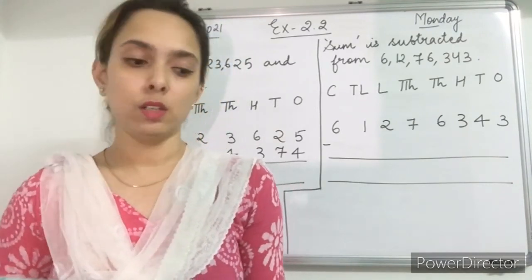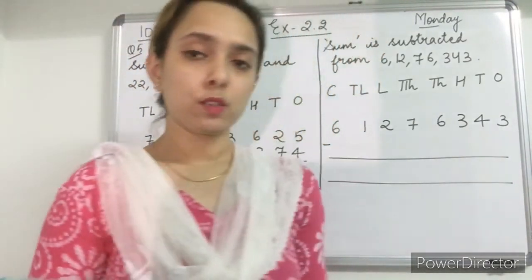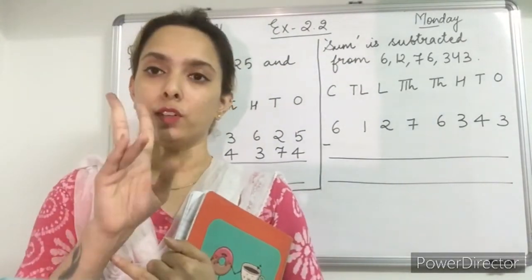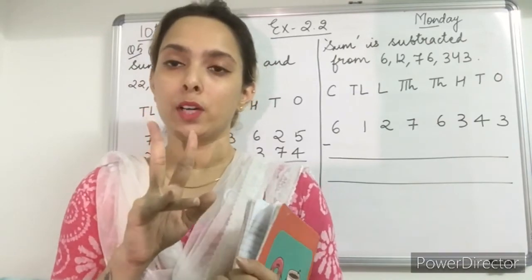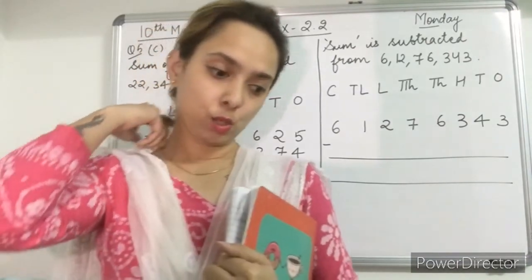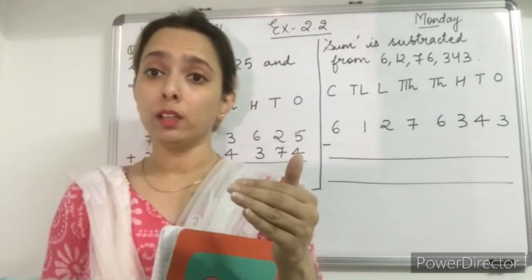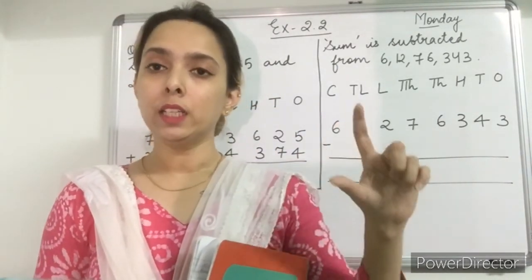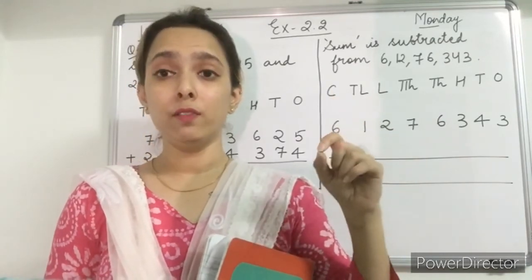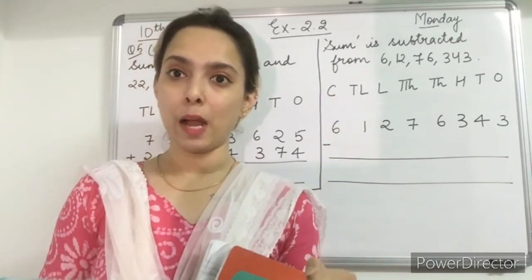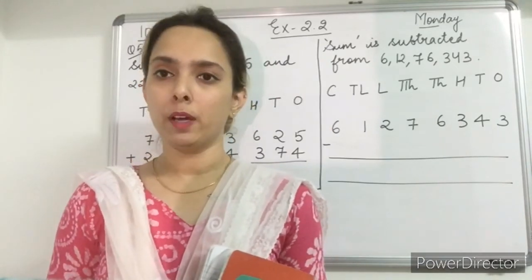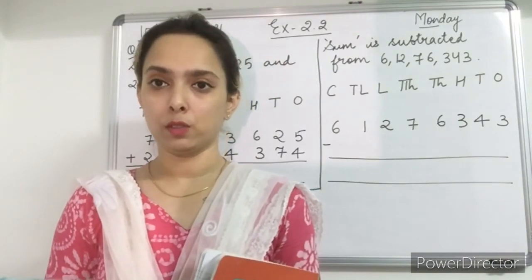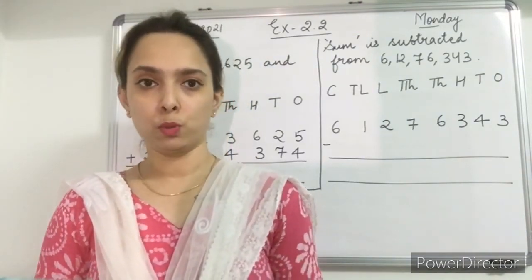So in this question, what we have to do, first of all we have to add the first two numbers which are given to us. And then what are we going to do? The sum which we will get after adding the first two numbers, we will have to subtract from the next number, which is 6,12,76,343.